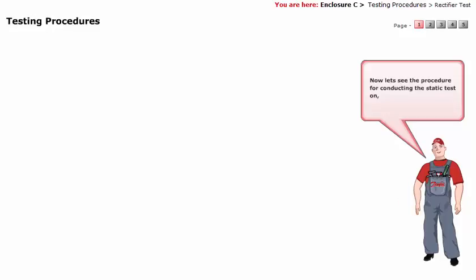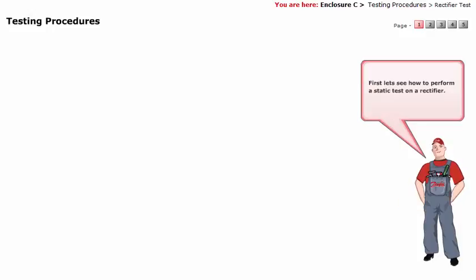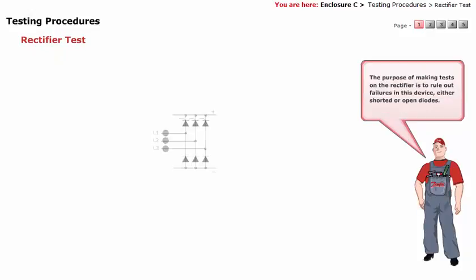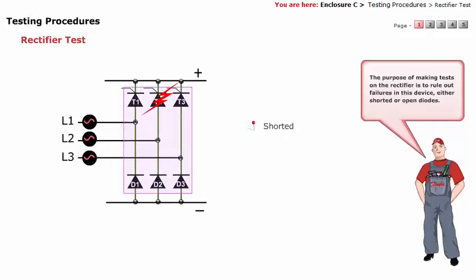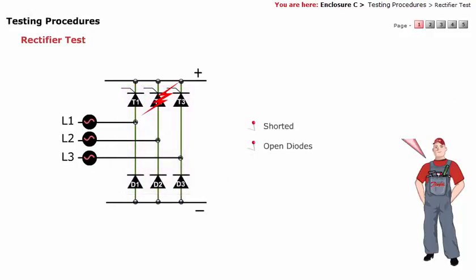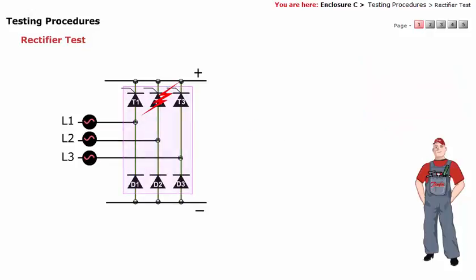Now, let's see the procedure for conducting the static test on rectifier, IGBT. First, let's see how to perform a static test on a rectifier. The purpose of making tests on the rectifier is to rule out failures in this device, either shorted or open diodes. Failure of the rectifier module will usually result in blown input line fuses.